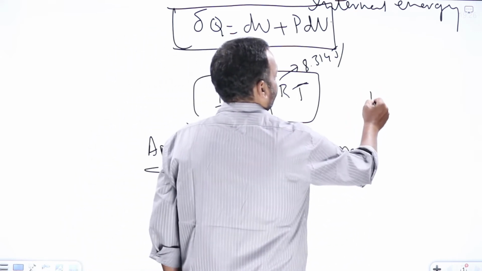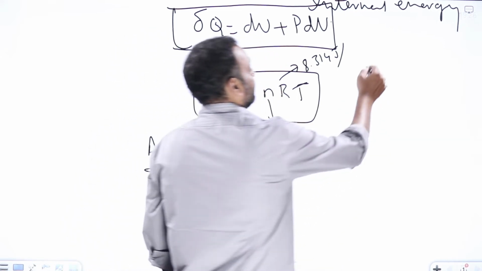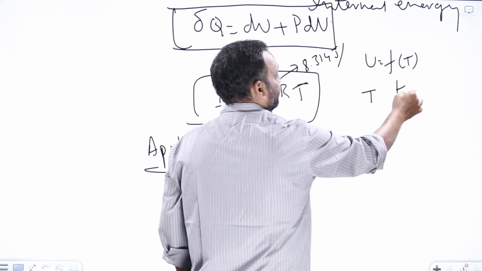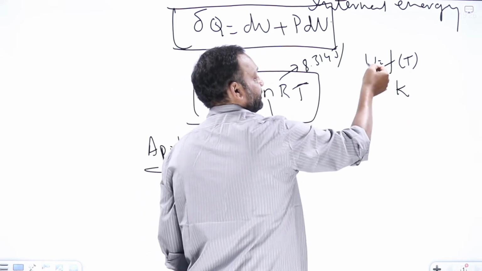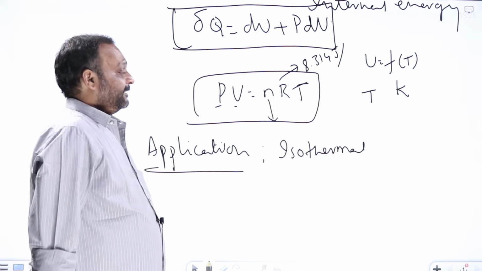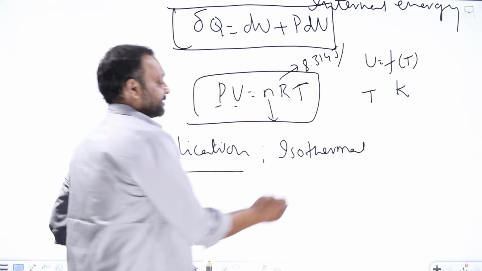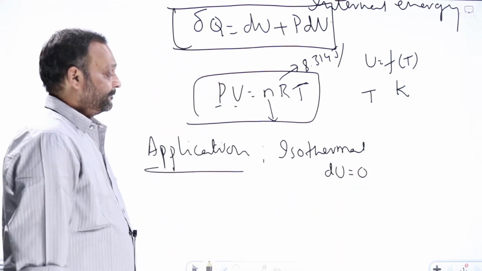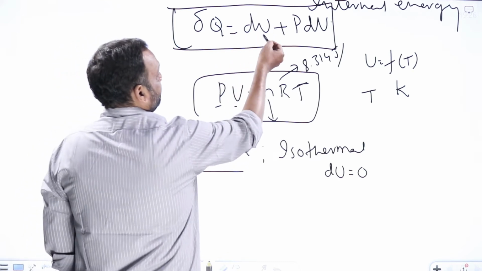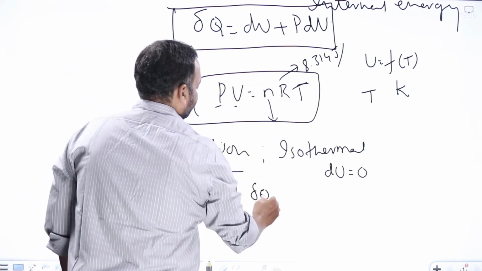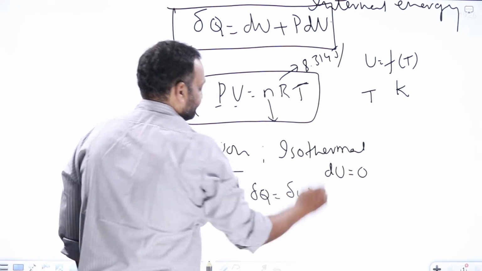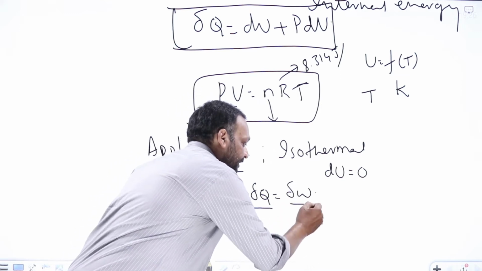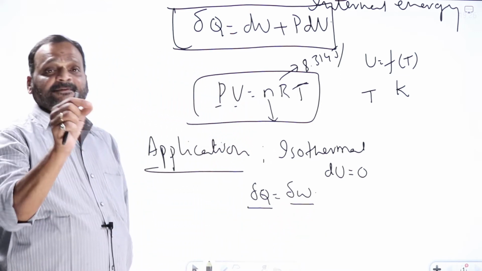T remains constant. For an ideal gas, internal energy is purely a function of temperature, as I told. When temperature remains constant, the kinetic energy of gas molecules remains constant, so internal energy remains constant. So in an isothermal process, when U remains constant, the change in internal energy, dU, will be equal to 0. Therefore, what happens to the first law of thermodynamics when dU equals 0? Delta Q equal to delta W. This means all the heat given to the system will get converted into external work. This is an extremely useful point here.